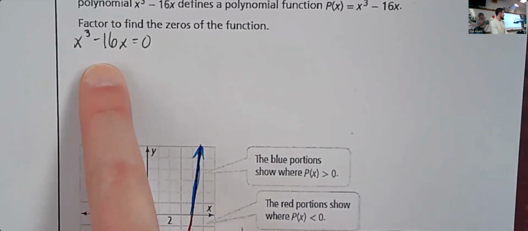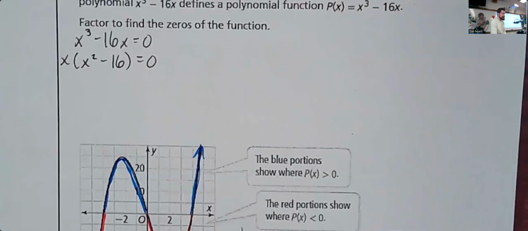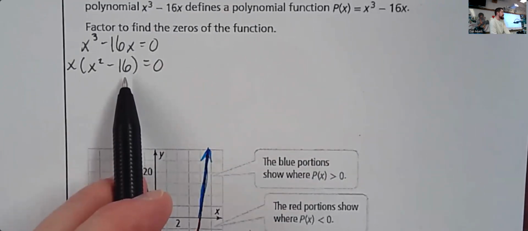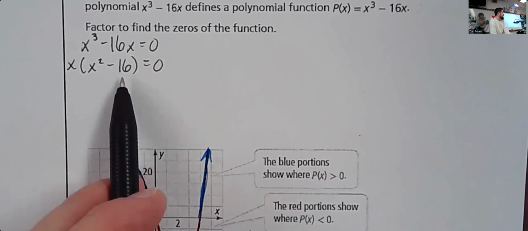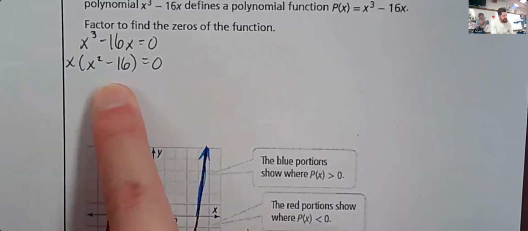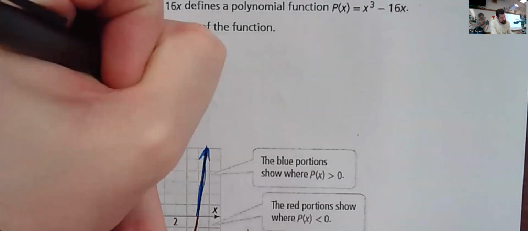We can divide out an x from both of those. So let's do that first, factor out an x. And then we're going to get x squared minus 16 equals 0. Inside the parentheses here, how does this factor? X plus 4 times x minus 4. Yeah, this is a difference of squares. So we're going to get x, x plus 4, x minus 4 equals 0.